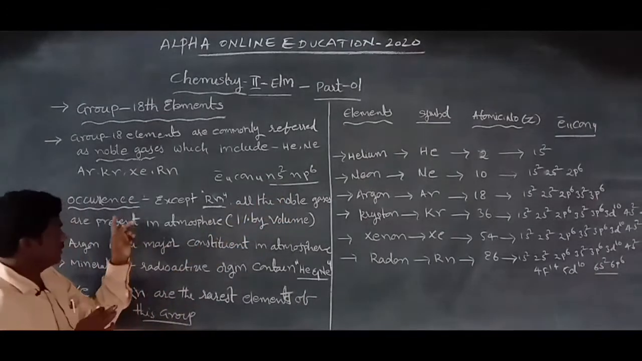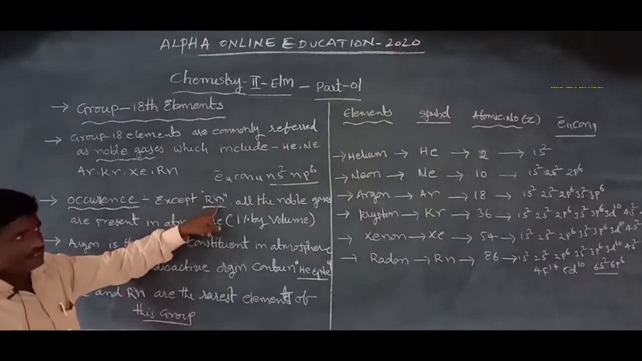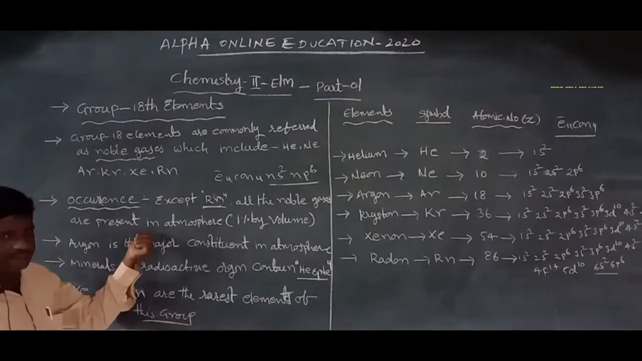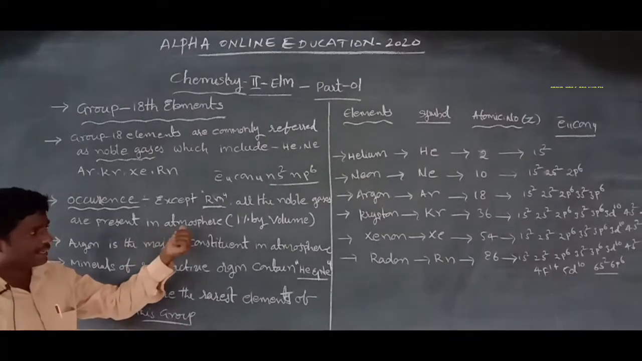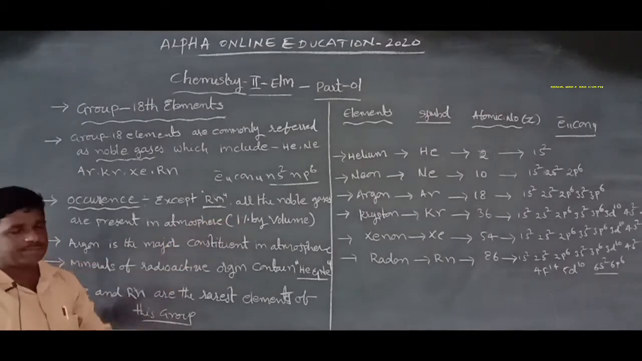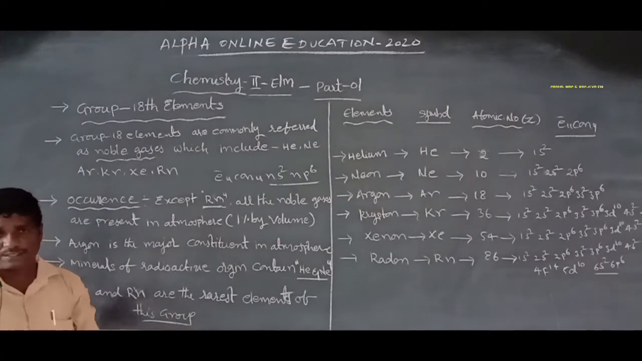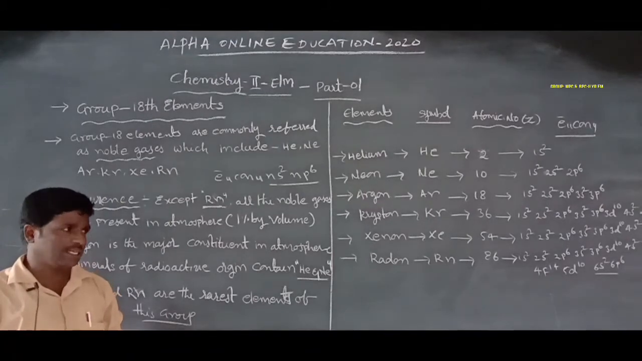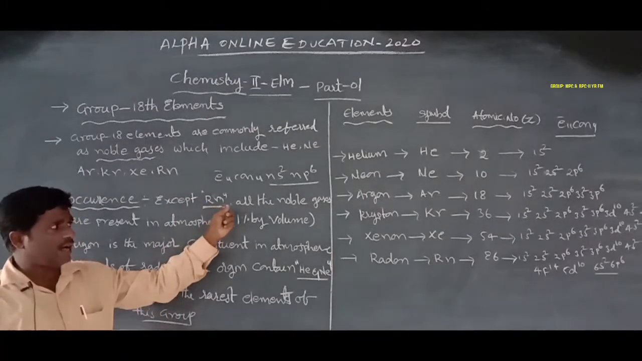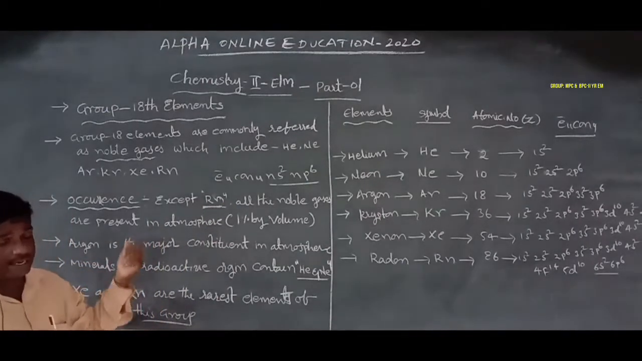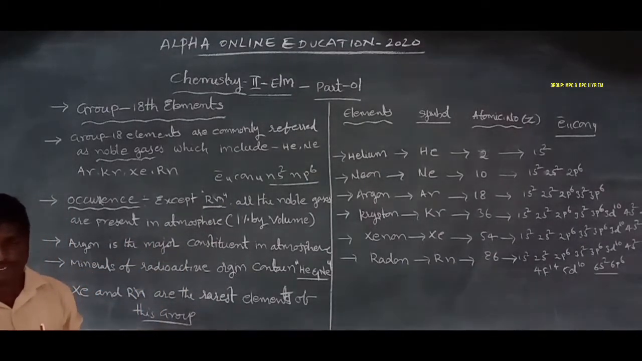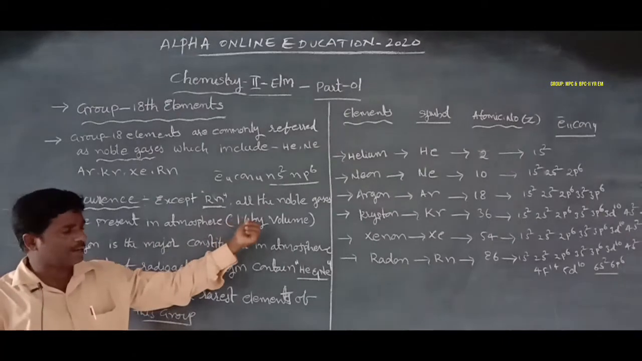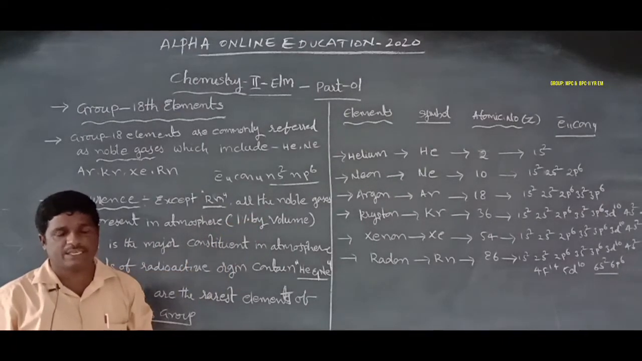Next, occurrence. Except radon, all noble gases are present in the atmosphere. All noble gases are present in the atmosphere at 1% of the volume. This is the occurrence of group 18 elements, the zero group elements or noble gases.